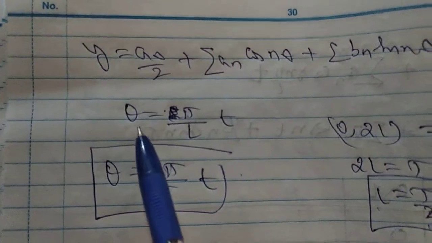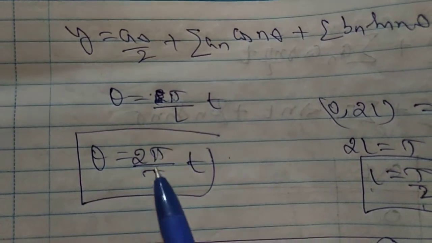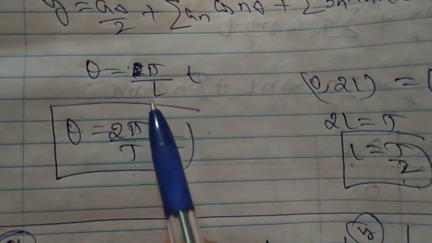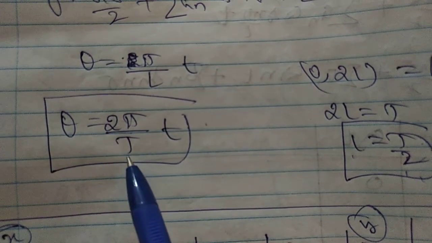So we know that theta is equal to what? Pi by L into t. So pi by L, where L is equal to T by 2. Take T by 2 in the denominator, then take it to the numerator, and what you get is 2 pi by T into t.